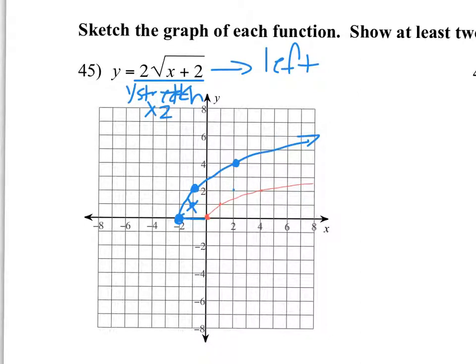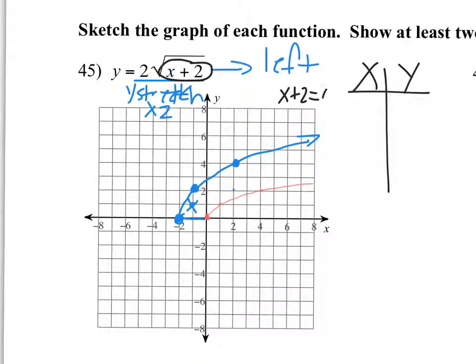As an alternative, one of the ways that we can do these really easily is by making an xy table, choosing the number that makes the inside 0. So if we've got x plus 2 equals 0, that tells us that -2 is going to be our first x value. Because this is a square root, I'm only asking you for 2 points. You can use the next value up very easily and get a whole number. If you're asking for a third point, you want to try to make the inside another square root. The next square root is going to be 4. So 2 plus 2 would be 4. You'd want 2 to be your third point.